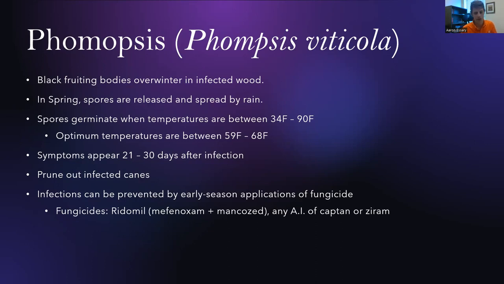be infected with phomopsis in April and not see it until May, so just be sure you're spraying for it as well. Prune out infected canes if you're able to. Infection can be prevented by early season application of fungicides. Again, Ramolidil, pretty sure I'm pronouncing that right, or any AI of Captan or Ziram. Those are two good phomopsis fungicides.